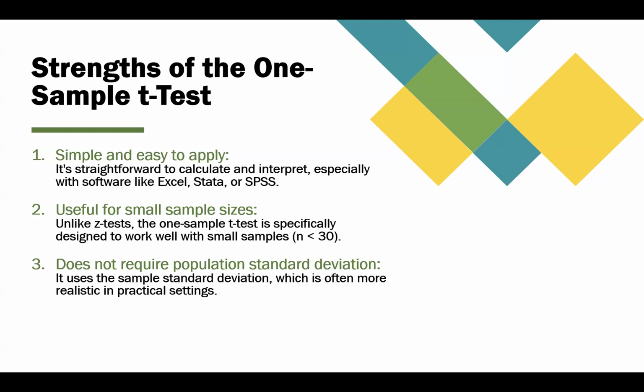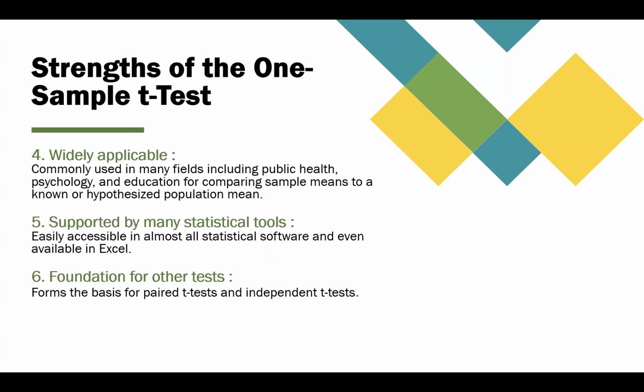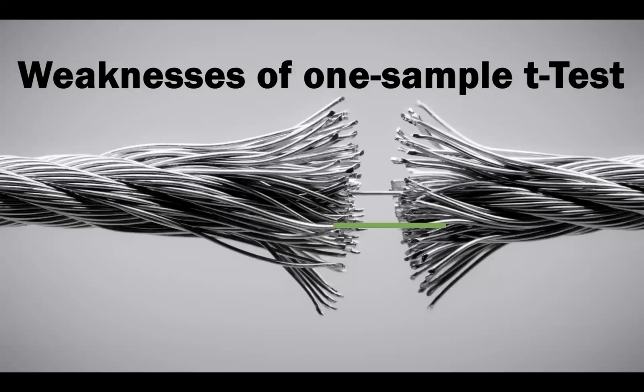It is useful for small sample sizes. Unlike the z-test, the one sample t-test is specifically designed to work well with small samples, n less than 30. It does not require population standard deviation, which I have emphasized before is the main difference between z-test and t-test. It is widely applicable, especially in fields like public health, psychology, etc. It is supported by many statistical tools. It is the foundation for other tests like paired t-test and independent t-test.